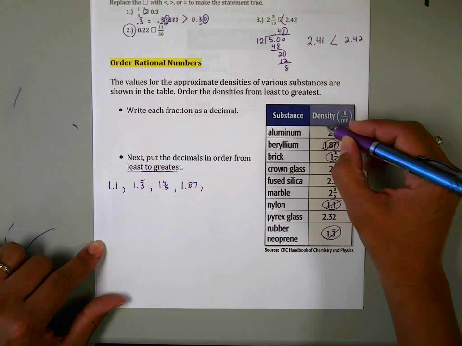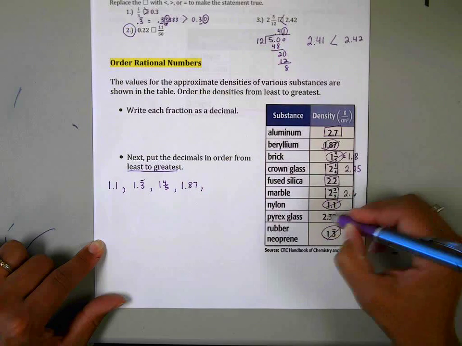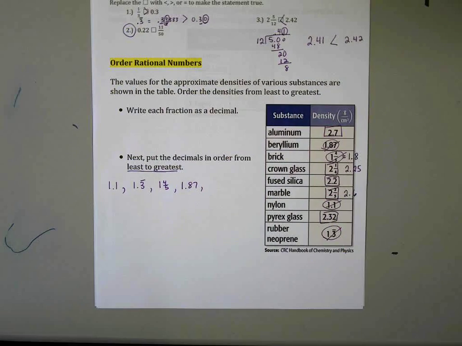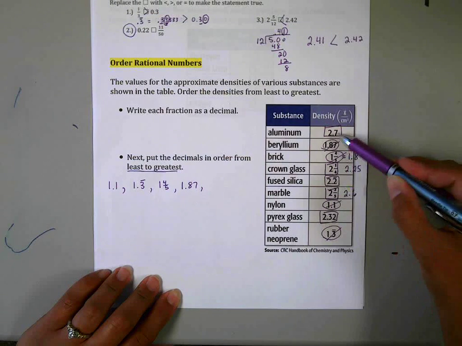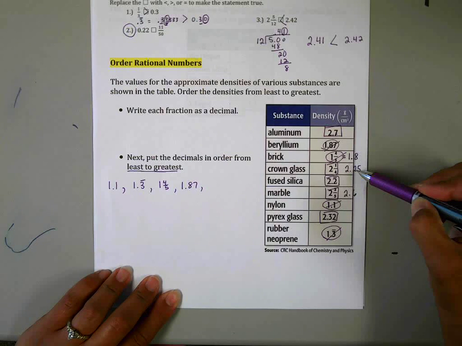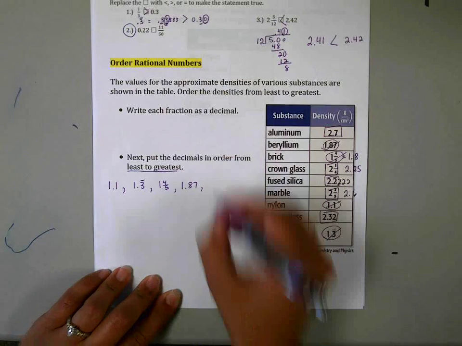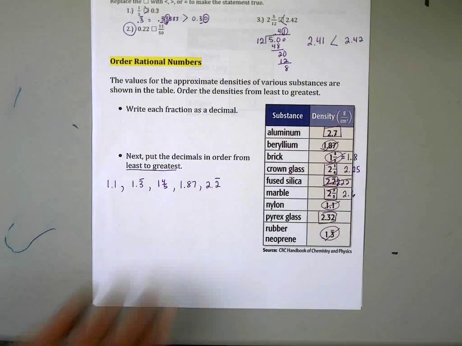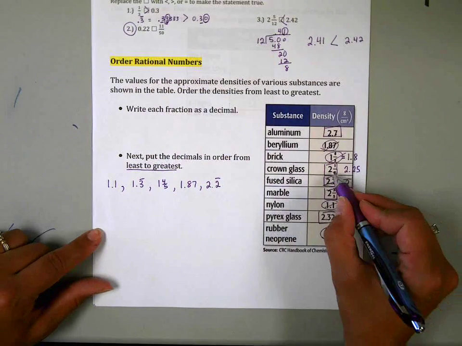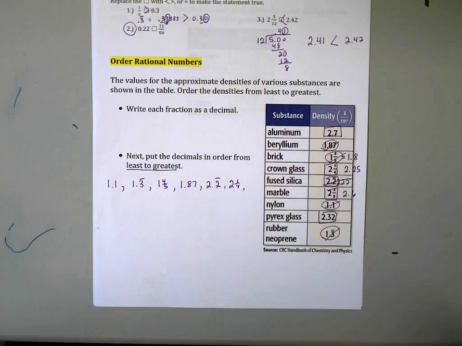Now I need to look at my twos. Okay, so my least 2 is going to be 2.2 repeating, because this tenths place is a 7, this is a 2.25, this would be 2.222, so this is going to be my least. The next is 2.25, which I need to put in its original format, which is 2 1/4.